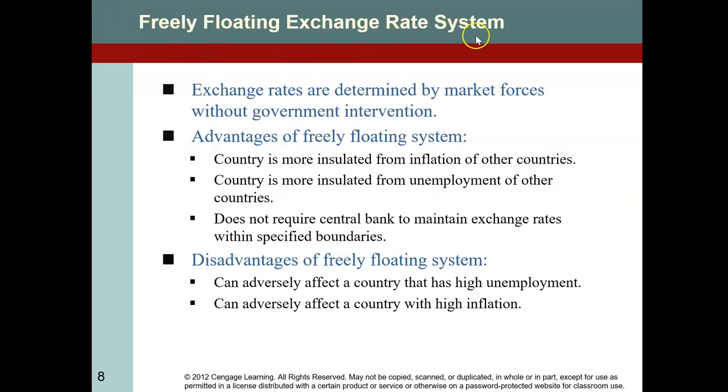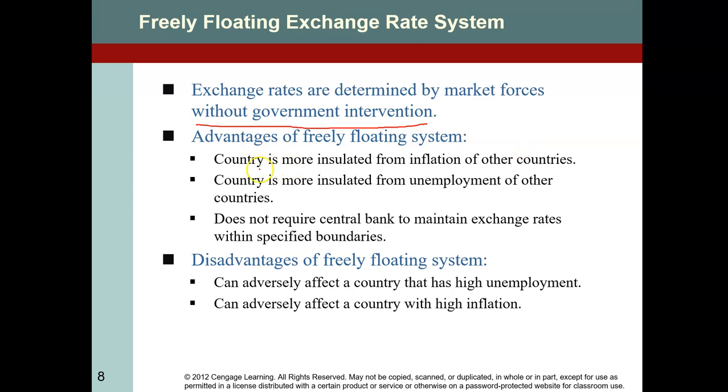Freely floating exchange rate system. Exchange rates are determined by market forces without government intervention. Okay, so this is on the other extreme compared to the fixed exchange rate system, where the rates are determined by the market, okay, without government intervention.